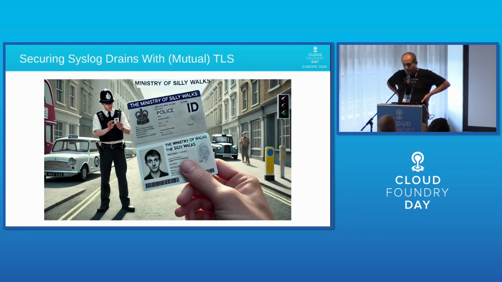With Syslog Drains or MTLS in general, it goes the same. You give the other party that you want to communicate with your CA, and then when you want to connect to them, you're passing your certificate and your password, and the validation happens.